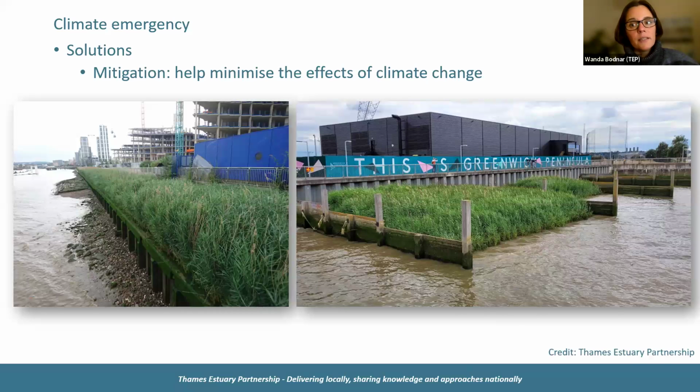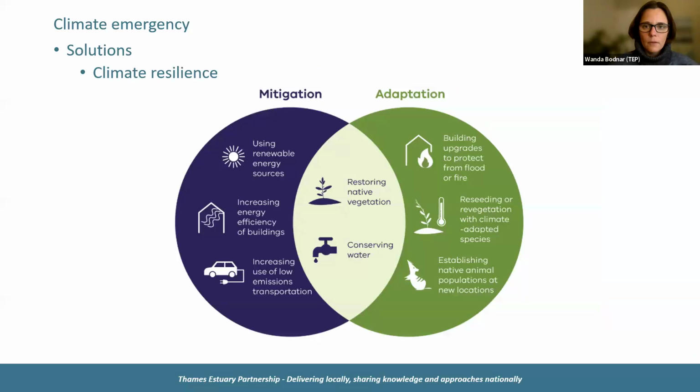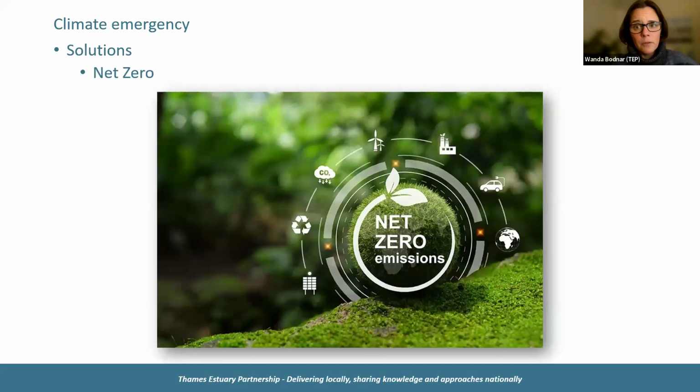And another way of mitigation is, where possible, to create and restore habitats, for example, the creation of estuary edges, because these can help reduce the tidal flow and can reduce the impact of flooding, and of course can provide a habitat for wildlife. And there are also potential areas for habitat restoration within the entire Thames Estuary. By investing into both adaptation measures and mitigation measures, we can achieve what we call climate resilience. And in the meantime, we also have to be able to work towards achieving net zero.